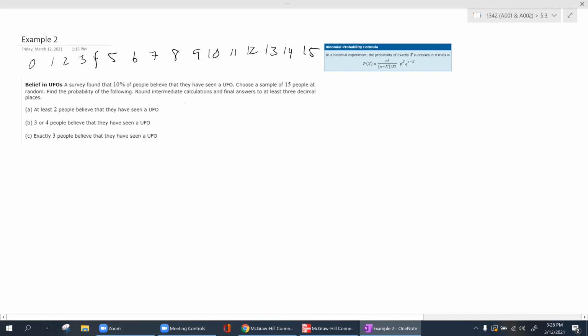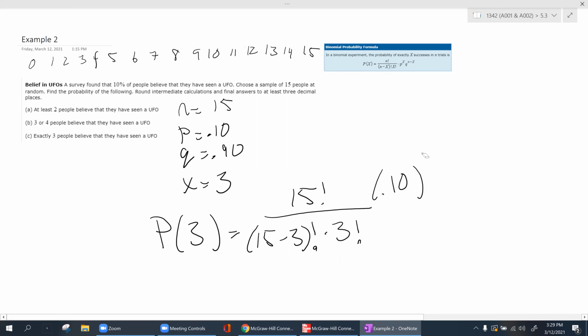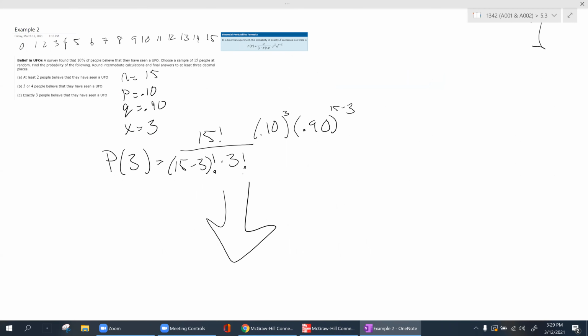So I'll go ahead and set it up for us. This is going to be, my n would be 15, my p would be 0.10, my q we know would be 0.90, and my x would be 3. All right, so your setup would be... I'll let you all solve this one out for practice. Okay, let's go ahead and move on to the next example.